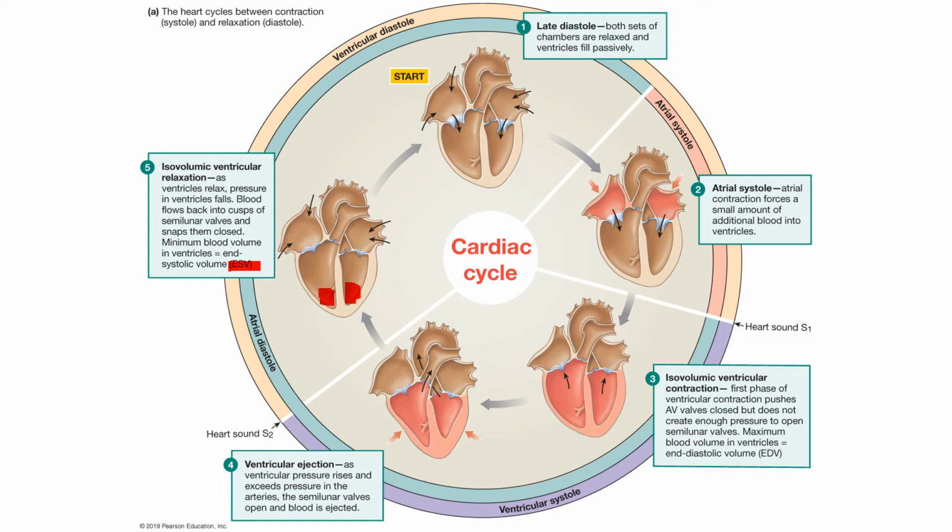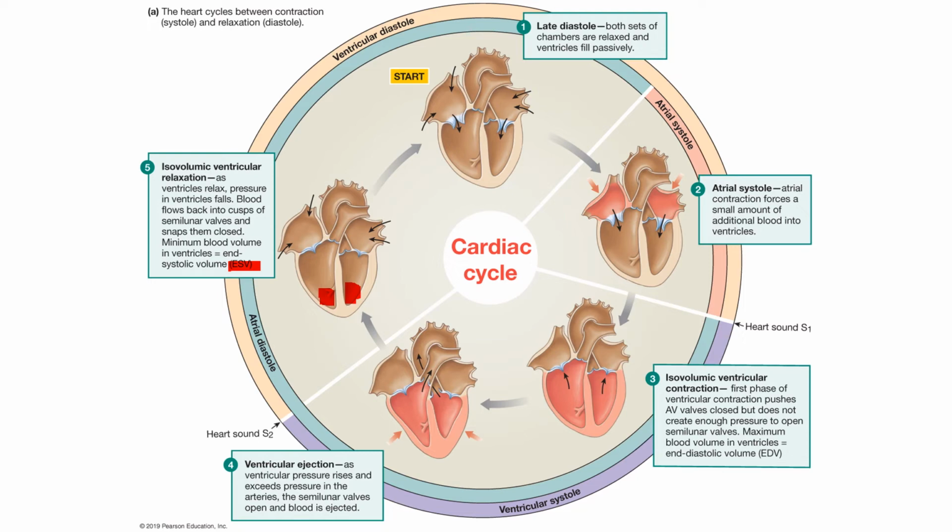And the cycle keeps going and it keeps repeating. So once the pressure in your atria increases and it exceeds the pressure in your ventricles, we're going to repeat the process one more time. The atrioventricular valves open, blood starts flowing into the ventricles, and the cycle keeps going.